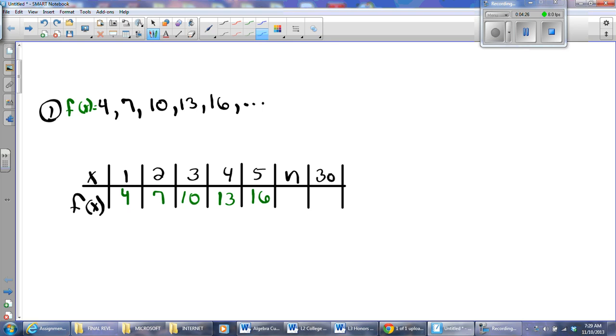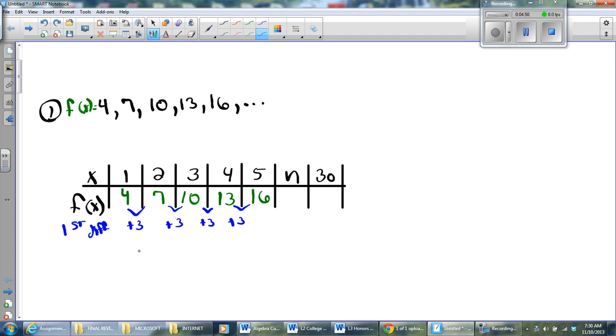So I come down here and I see, well, this is plus 3. How do I move from 4 to 7? Plus 3. This is called the first differences. And I notice that when I go from 7 to 10, I also have to add 3. 10 to 13, I have to add 3. And 13 to 16, I have to add 3. Notice how all my first differences are the same.